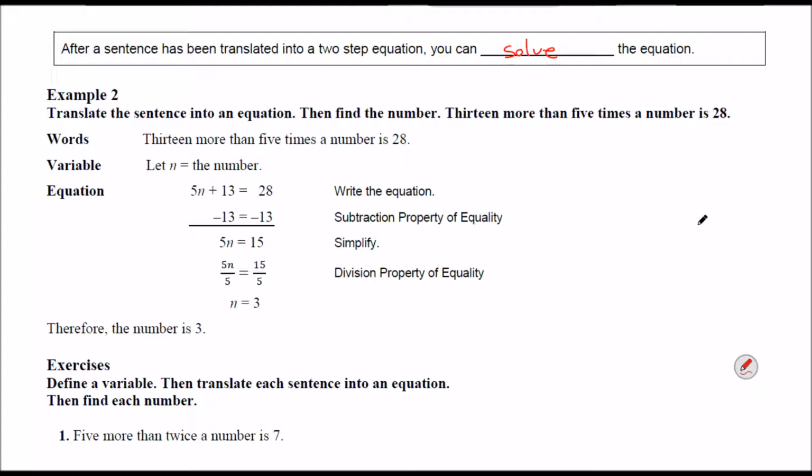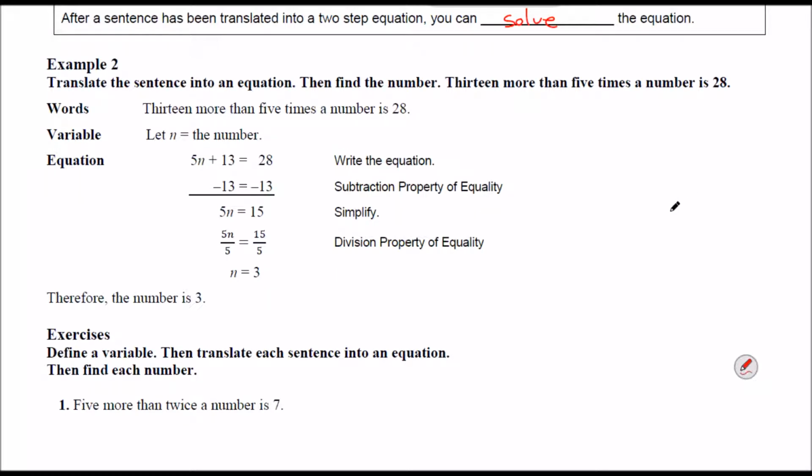All right, so example 2 says translate the sentence into an equation and then find the number. It says 13 more than 5 times a number is 28. So again, keyword more than means addition, times means multiply. A number, again, is whatever variable we choose, and is means equal. Okay? So they rewrote it over here, which is 5n plus 13 equals 28.